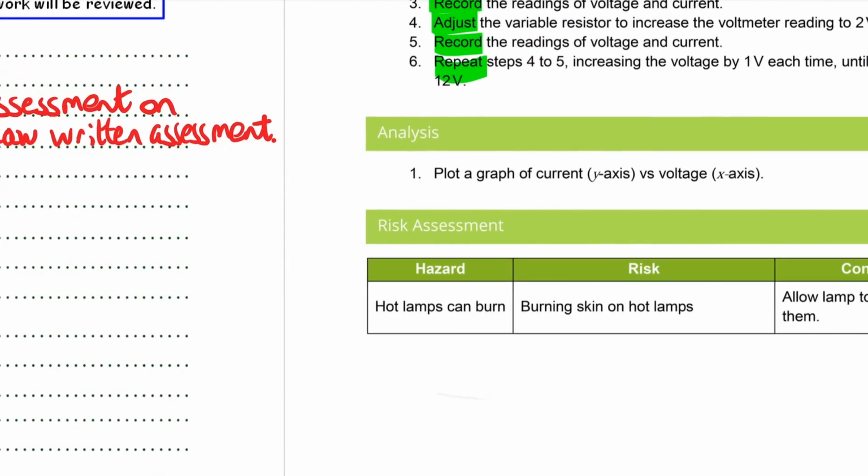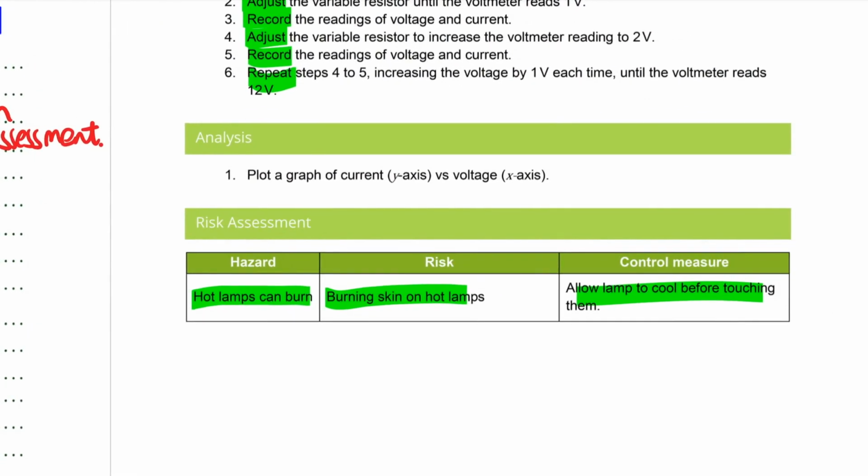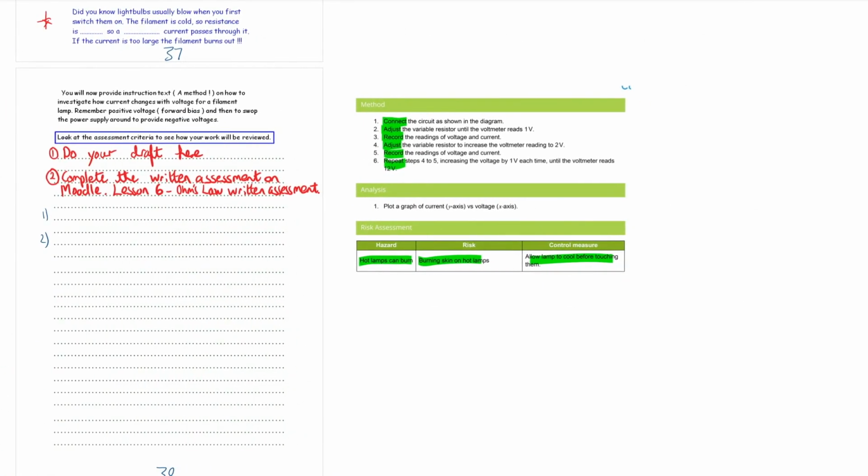Now, include as well our risk assessment, how we go about making sure that the experiment is safe, the hazard, the hot lamps. The problem with hot lamps and the risk to ourselves is the burning skin on the hot lamps. What control measure do we put in place? Allow the lamp to cool before touching them. So you need to obviously pause and look back through this video and earlier on in the video to answer that.